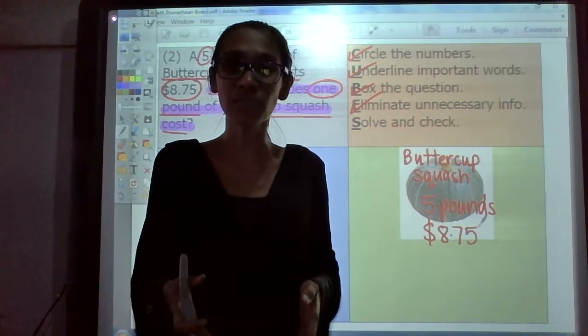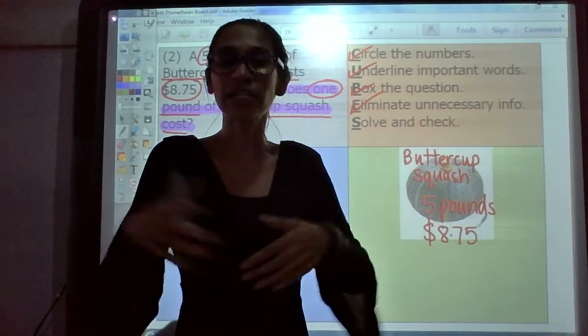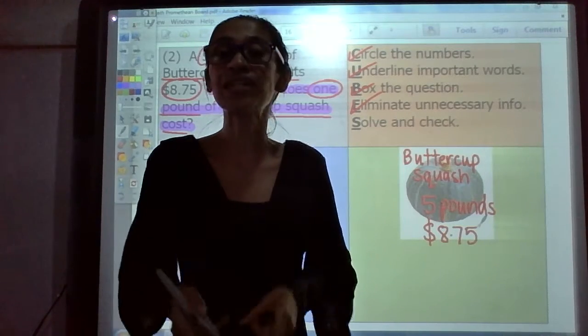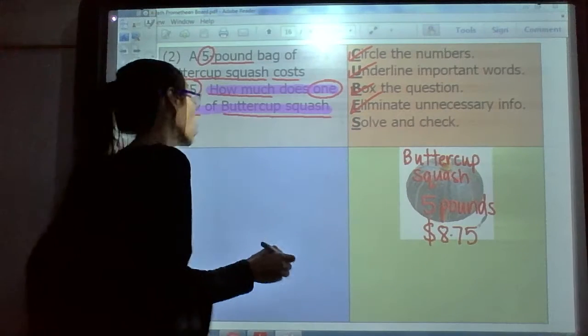No, because if you multiply, then that makes it bigger. We need to get smaller. That's right, we need to divide. We need to divide what?